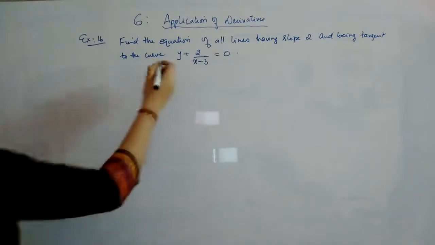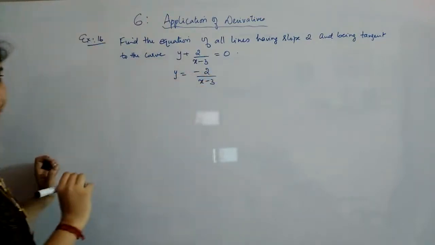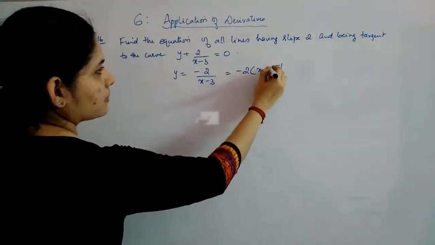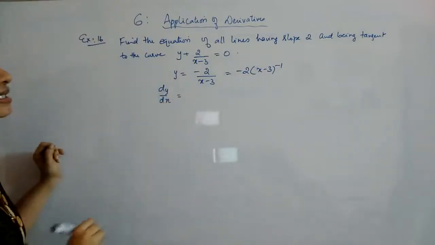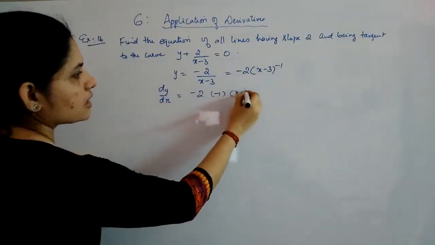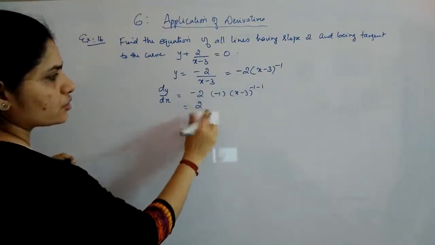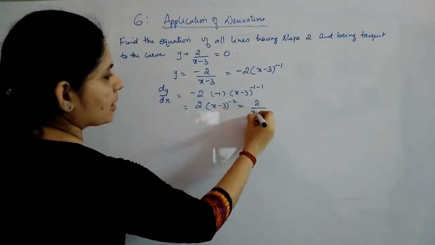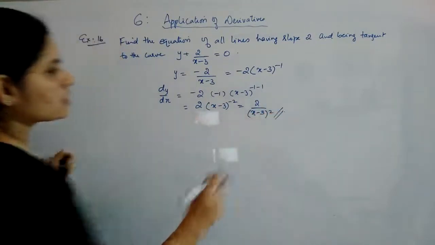First we will start with this one, that is, you can make it as y is equal to minus 2 by x minus 3, or this can be written as minus 2 into x minus 3 the whole raised to minus 1, just for the ease of taking the derivative. Now taking the derivative on both sides, dy by dx is equal to minus 2 into raised to minus 1, which will give you minus 1 into x minus 3 the whole raised to minus 2. The minus will become positive, so 2 into x minus 3 the whole raised to minus 2, which is the same as 2 by x minus 3 the whole square. So this is your dy by dx.